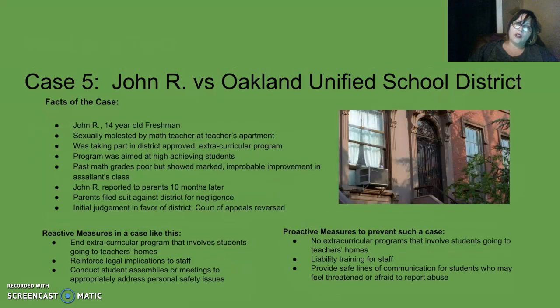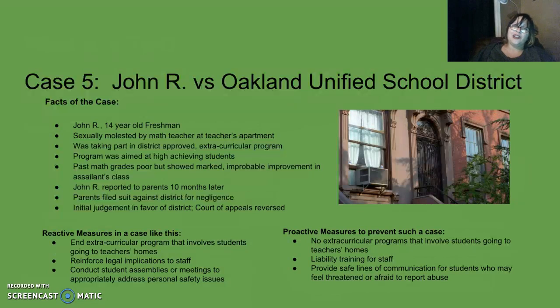Now, Case 5, John R. versus Oakland Unified School District. John R. was a 14-year-old freshman. He was taking part in a district-approved extracurricular activity that allowed him to go to a teacher's home after school. He was sexually molested by his math teacher at the math teacher's apartment. This program also was aimed at high-achieving students, in which John had been very low achieving in math up to that class, where all of a sudden he had done so much better and was doing well, and that seemed like kind of a red flag, actually. The teacher threatened him not to tell anyone. And so John didn't report it to his parents till 10 months later, and then the parents sued. It was eventually found against the district.